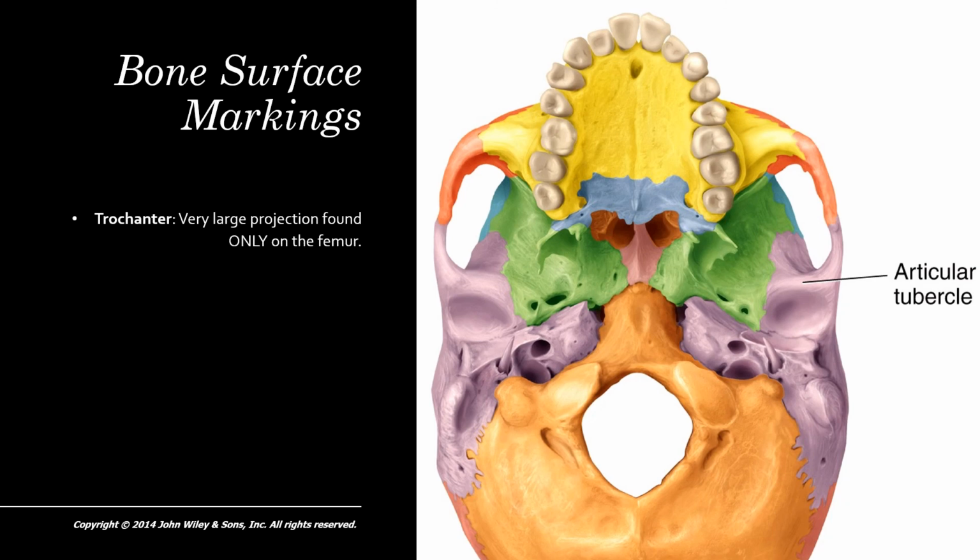Trochanters. These are very large projections. And a tubercle. Tuber means knob, and this is a variably sized round projection. So here we have an articular tubercle. As you can see there, it's just kind of a small rounded projection.